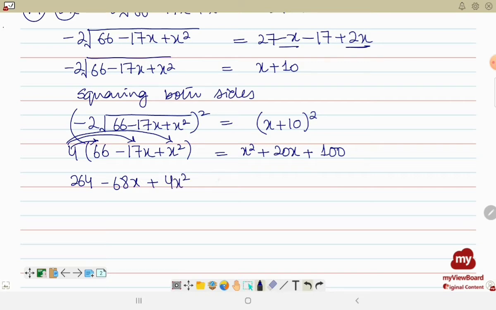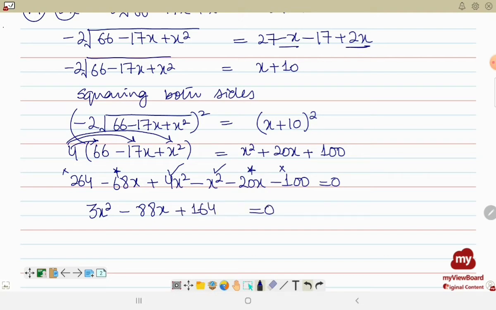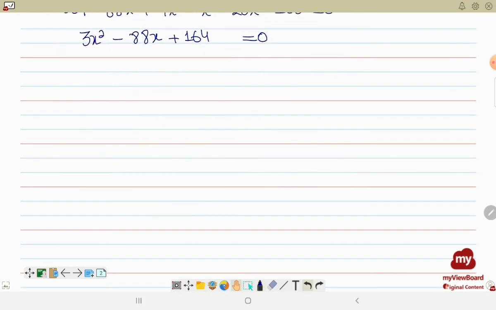Let's move the terms on the right hand side to the left hand side. They become minus 20x minus 100. So let's solve it and rearrange it at the same time. We are having 4x square, it will become 3x square. We are having minus 68x and minus 20x, it will become minus 88x. And then we are having 264 and minus 100, it will become 164. So we have converted the radical equation into a simple quadratic equation, and it is in standard form.